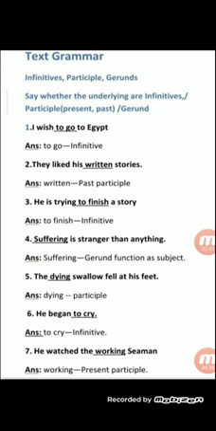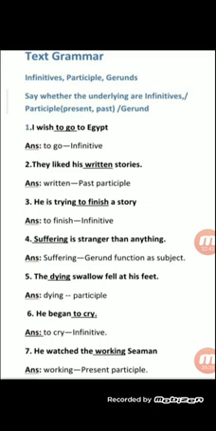I wish to go to Egypt. To go is an infinitive. They like his written stories. Written is a past tense. Written is a participle. And which participle? Past participle. He is trying to finish a story. To finish is an infinitive. Suffering is stranger than anything. Suffering is what is stranger? Suffering. So it's a gerund.